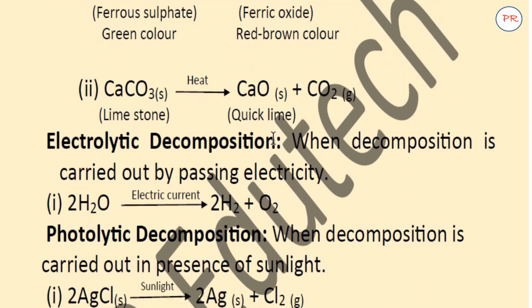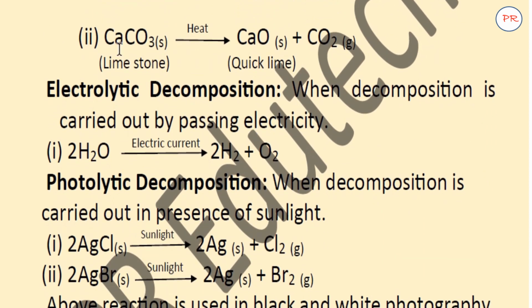Second reaction is calcium carbonate, CaCO3 solid, limestone. On heating, it will give you calcium oxide solid, that is quicklime, plus carbon dioxide gaseous.